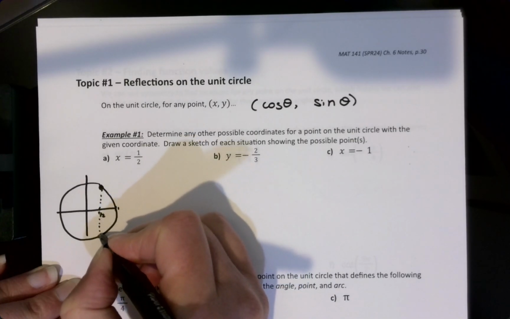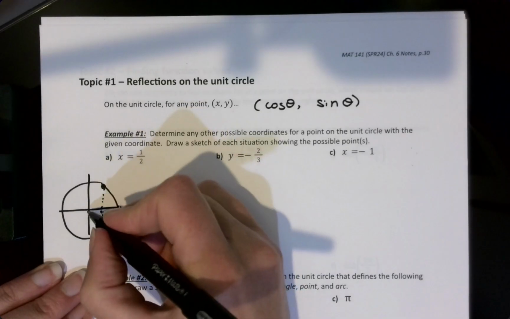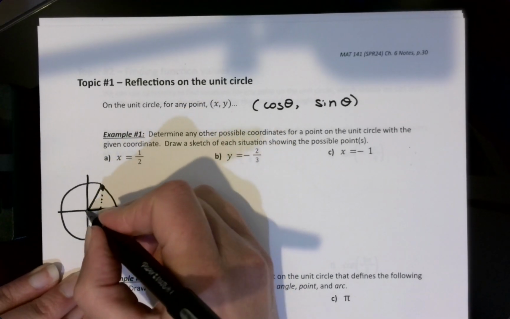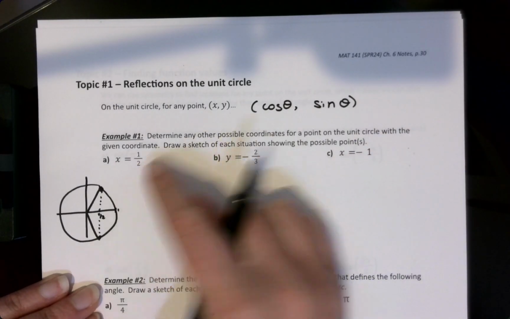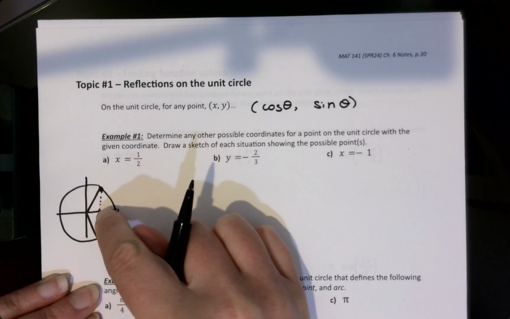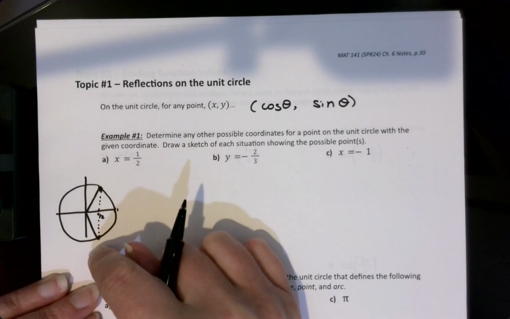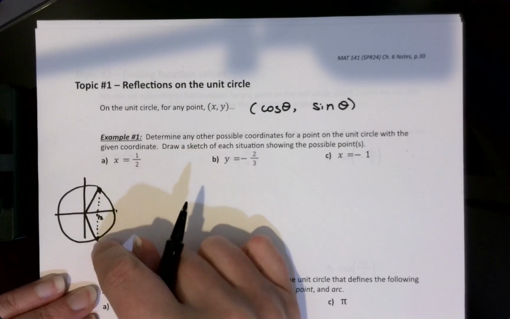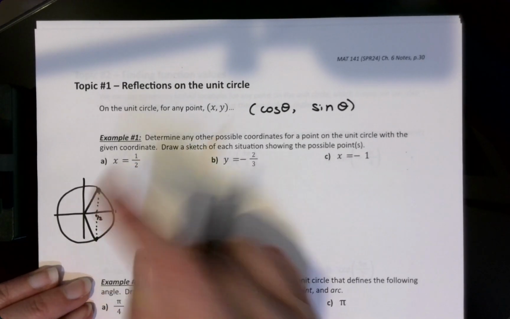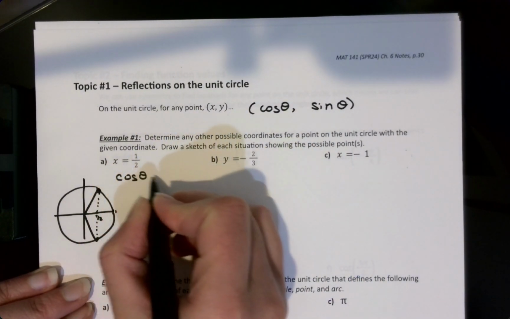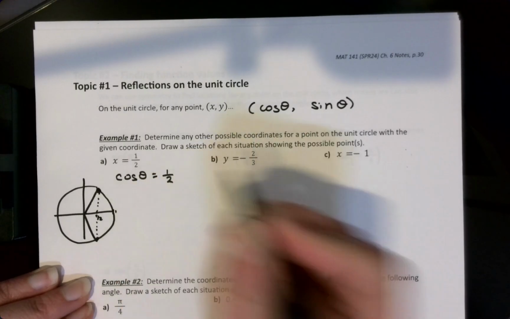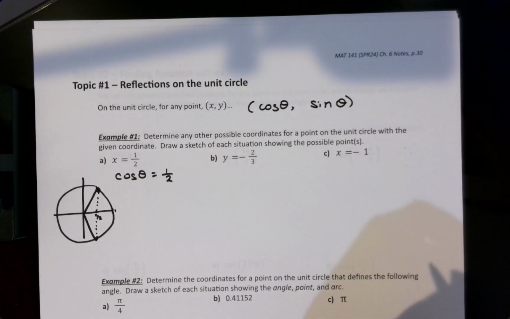And it would hit down here as well. Okay, so on the unit circle, there are going to be two angles that have an output, or a cosine value, of 1/2. I want to know which of those two values. So cosine of the angle is going to be equal to 1/2. What are the two angles that make that happen?